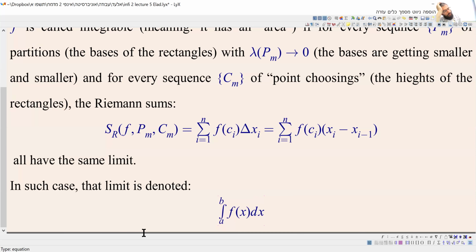And we did two simple examples, one for a constant function, which is integrable, and we calculated the integral, and the second is the Dirichlet function, which was not integrable. And we finished with an equivalent condition for integrability.